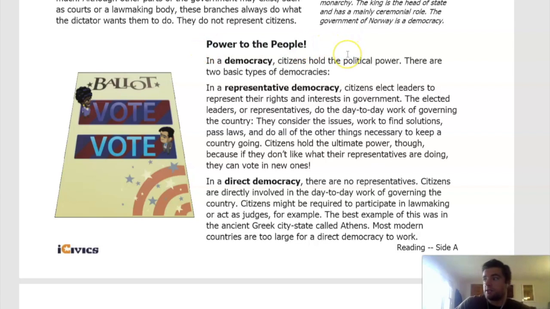In a democracy, citizens hold the political power. And there are two basic types of democracies. And this should be reviewed from what we've done over the last few weeks. In a representative democracy, citizens elect leaders to represent their rights and interests in government. The elected leaders, or representatives, do the day-to-day work of governing the country. They consider the issues, work to find solutions, pass laws, and do all of the other things necessary to keep a country going. Citizens hold the ultimate power, though, because if they don't like what their representatives are doing, they can vote in new ones.